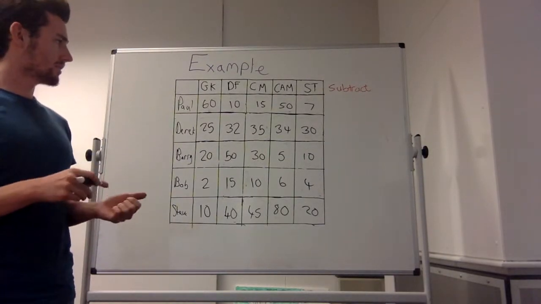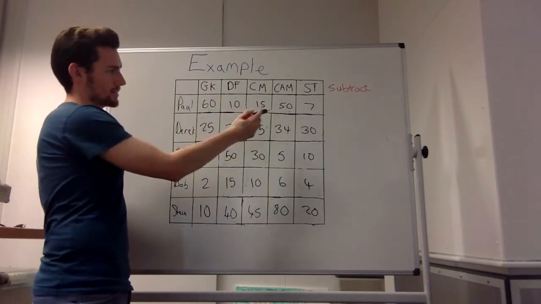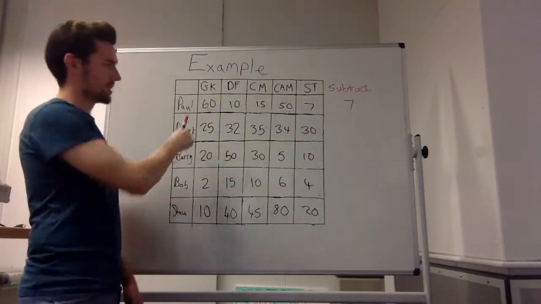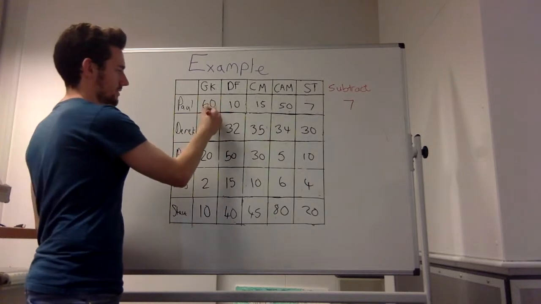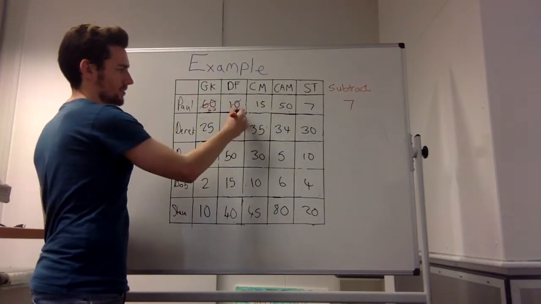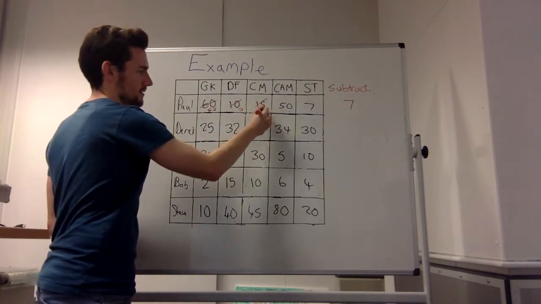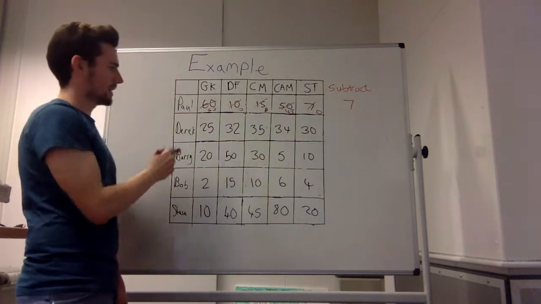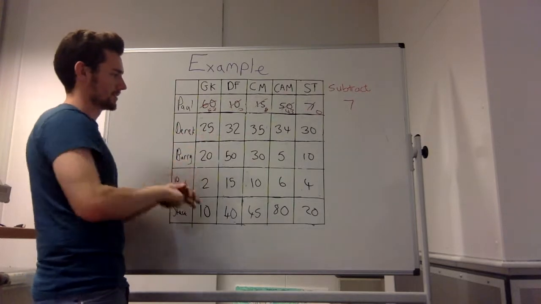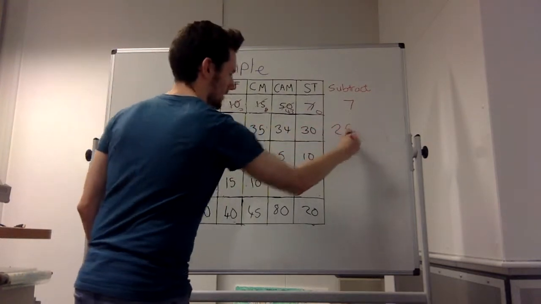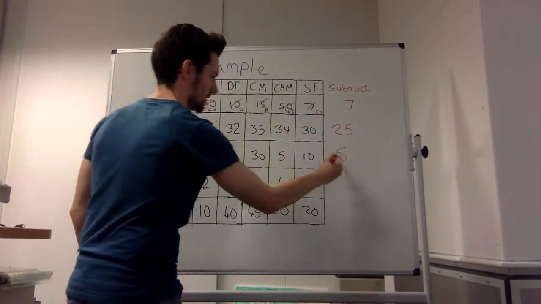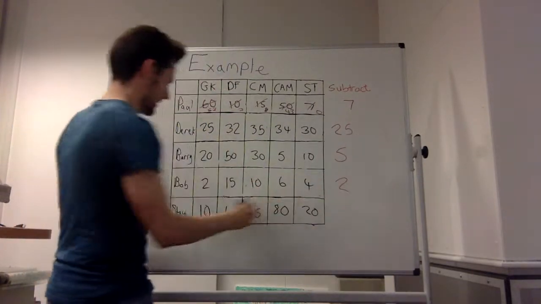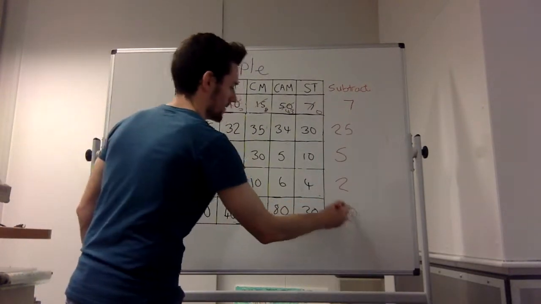So now, from the first row, the minimum element is 7. We want to subtract that from every single element in this row. 60 minus 7, 53. 10 minus 7, 3. 15 minus 7, 8. And 50 minus 7, 43. 7 minus 7, 0. Now, onto the next row, we want to subtract the minimum element again. So the minimum element is going to be 25. Minimum element of the 3rd row is going to be 5. Minimum element of the 4th row is going to be 2. And minimum element of the 5th row is going to be 10.